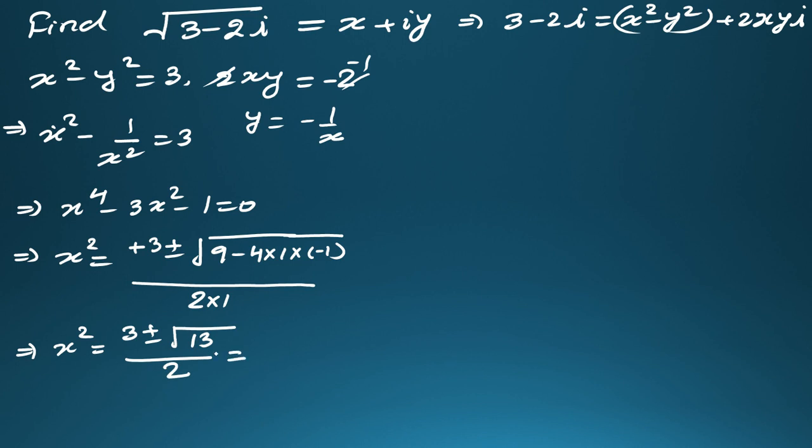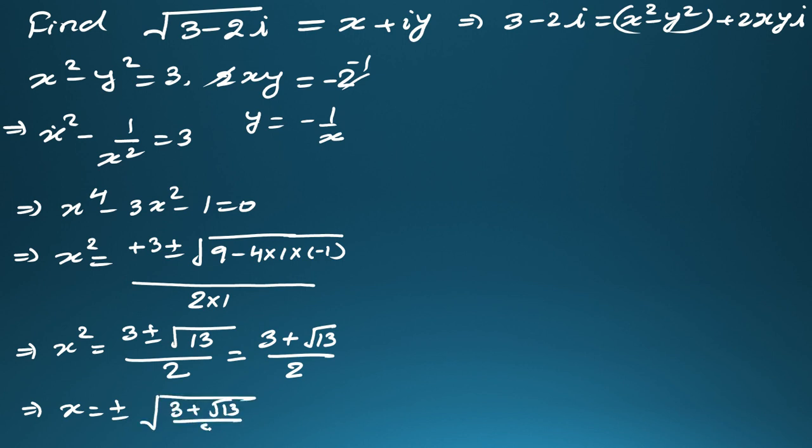Now, because x is a real number, its square cannot be negative. So you will not take the minus sign here because the square root of 13 is greater than 3. So you will take only the positive number here. So 3 plus root 13 over 2. So what will be x? x will be equal to plus minus square root of (3 plus root 13) over 2. So what will be the value of y?